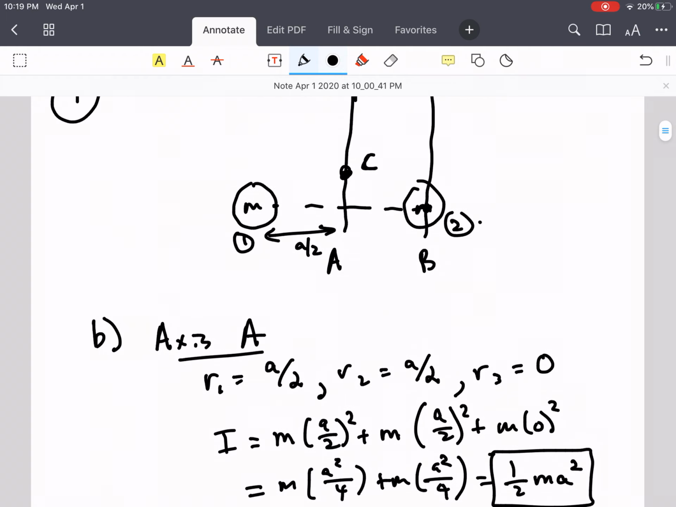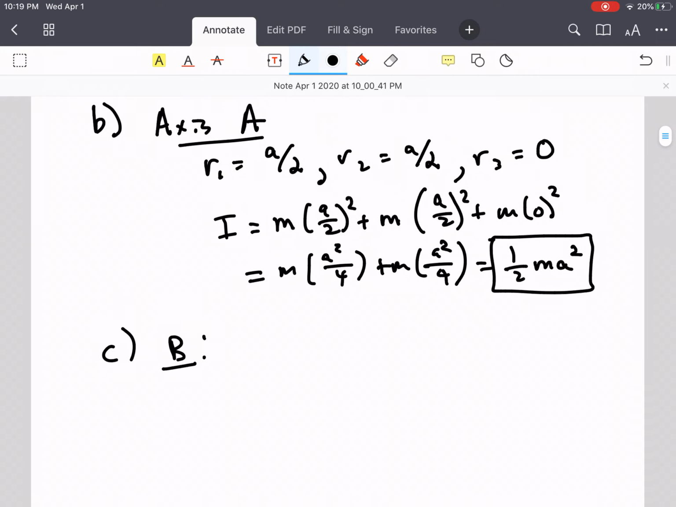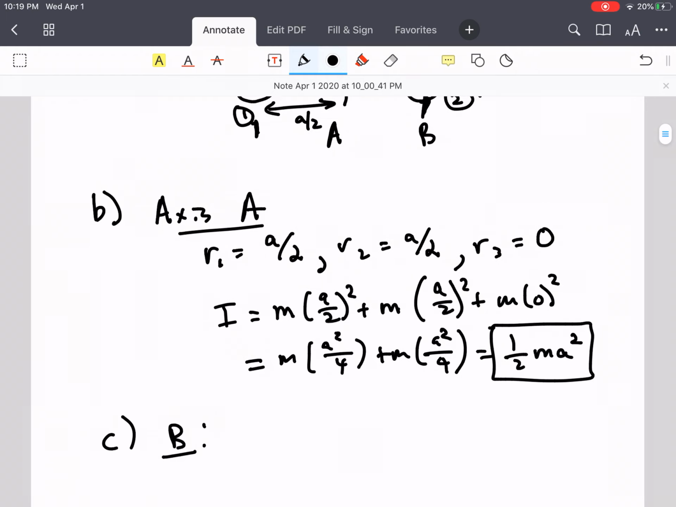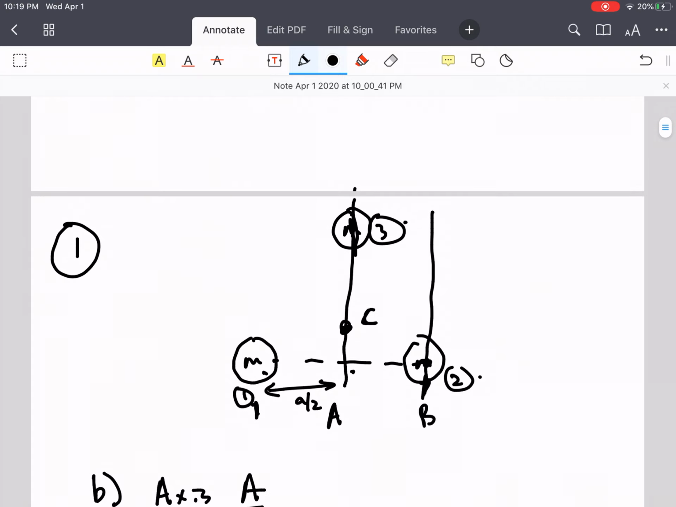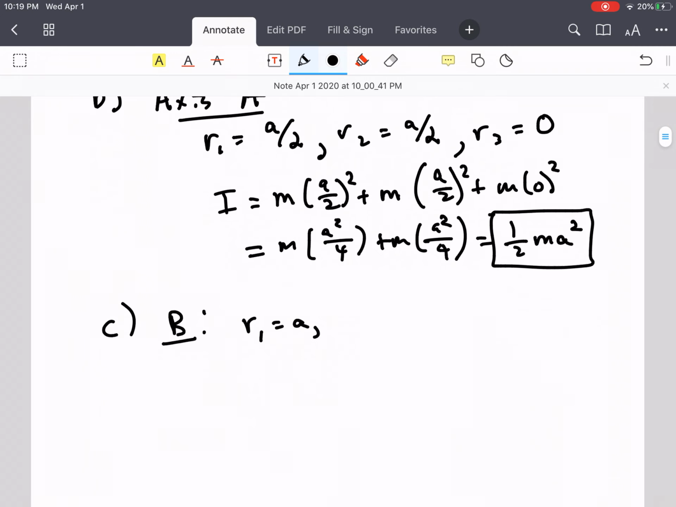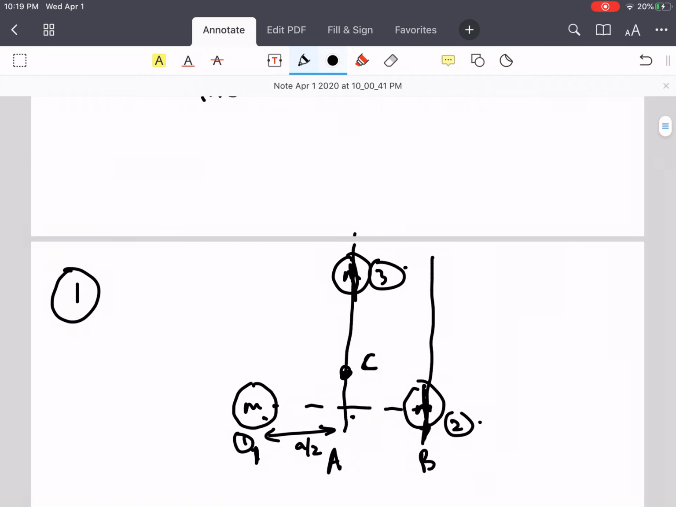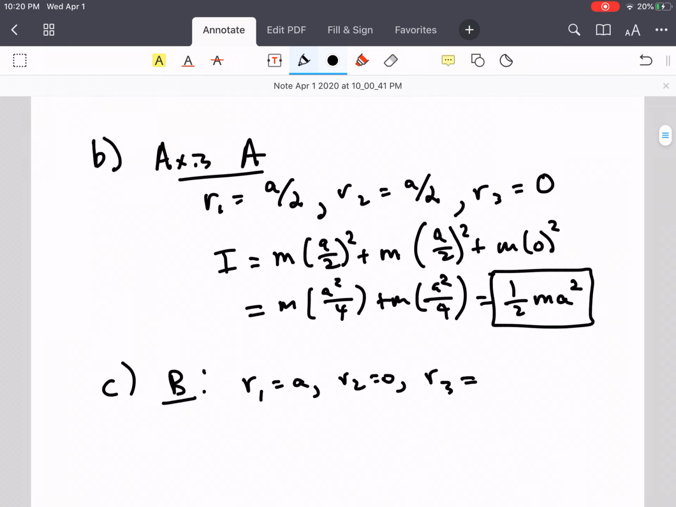Next, let's talk about axis B. Axis B is going to push through this rightmost particle. And so now R1, the distance between this axis and object 1, is a whole side length, a distance a. R2 is 0. The axis goes right through particle 2, so the distance is 0. And finally, R3, the horizontal distance between this axis, remember this axis is the whole line, so we want the point where it gets closest, and particle 3 is again half a side length, which is a over 2.